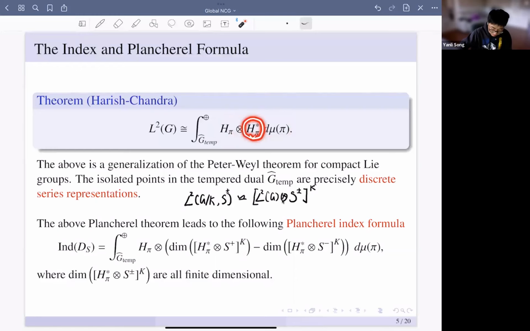So that is where the K action comes from. In particular, for any representation, its tensor with S plus minus, taking the K-invariant part, is always a finite dimensional space. This is called the Plancherel index formula. That is to say, we can use the Plancherel formula to rewrite the index.